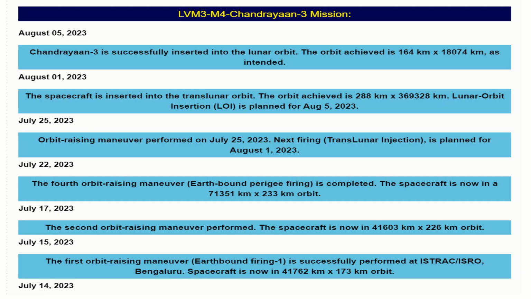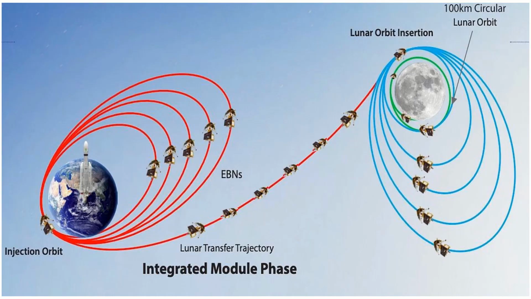Secondly, what is the current status as per ISRO? Chandrayaan-3 is successfully inserted into the lunar orbit. So we will discuss how it enters the lunar orbit. What we have seen here: the module will revolve around the earth through an elliptical orbit, as we have seen.